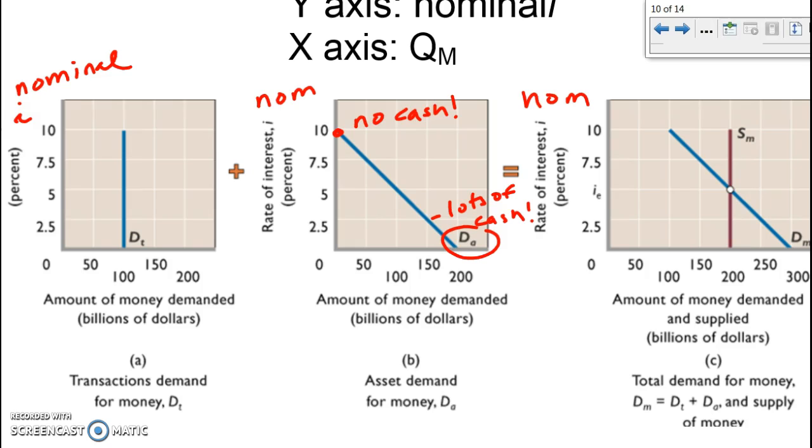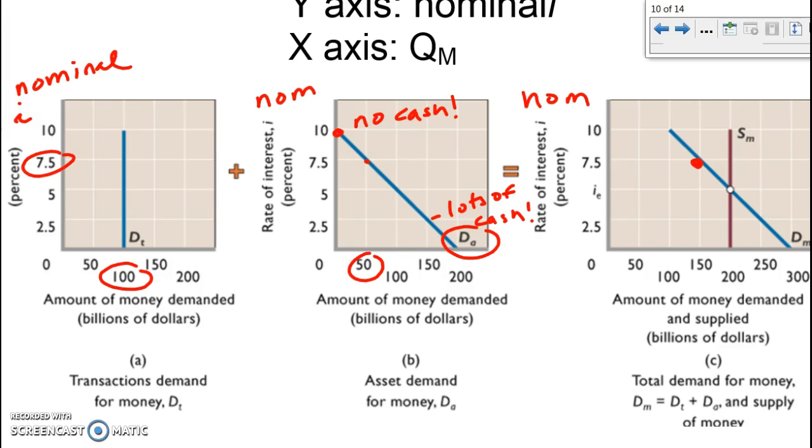And we add those together horizontally. So at an interest rate of 7.5%, we have a $100 billion transactions demand for money. And we have a, let's see here, $50 billion asset demand for money. So we have a total at 7.5 of $150 billion. So we just add these two graphs together, and that gives us the total demand for money.